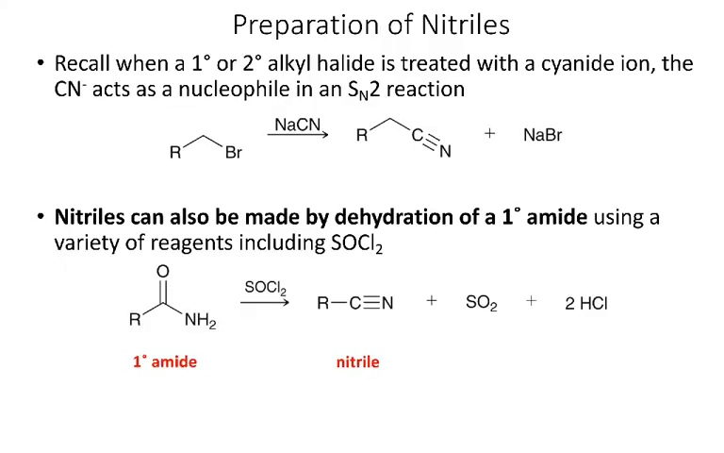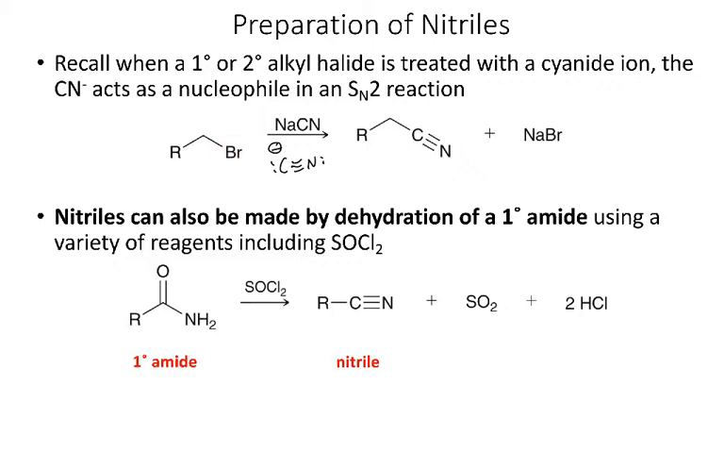Okay, first let's talk about preparation of nitriles. And the first one we've already seen. We've seen that we can make nitriles by starting with an alkyl halide and doing an SN2 reaction. The reagent that we would use is sodium cyanide in this case, where the sodium is just a counterion. What we're really interested in is the cyanide ion. It'll act as a nucleophile and replace the halogen.